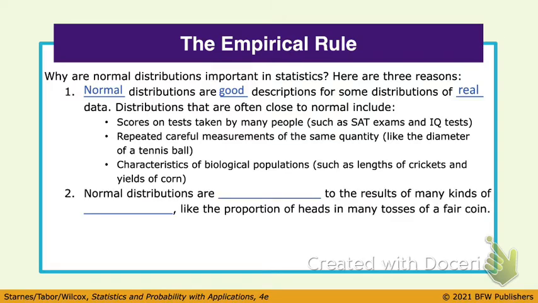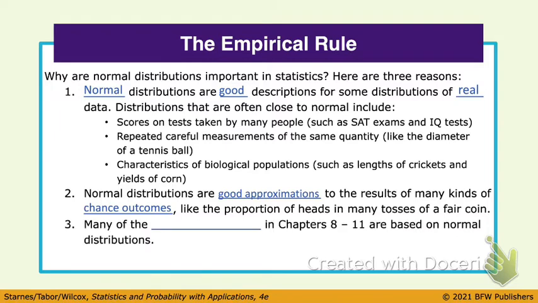Normal distributions are good approximations to the results of many kinds of chance outcomes. So things like flipping a coin and counting how many heads we might get. Normal distributions are going to be really good approximations for those types of chance outcomes.